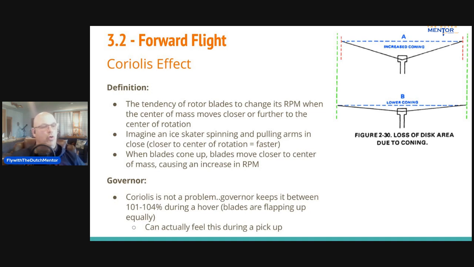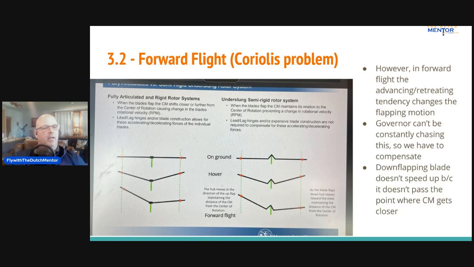Coriolis is not the problem, because the governor picks that up and maintains between 101 and 104% during the hover itself, right? The blade flapping is equal on both sides, in order to be able to hover with great effect. And that's where we talk about the symmetry of lift in a few minutes.